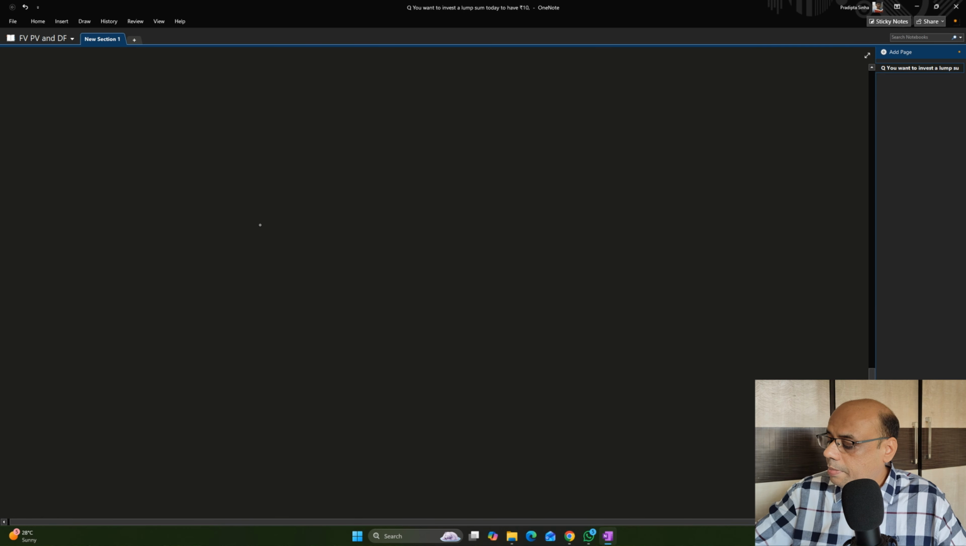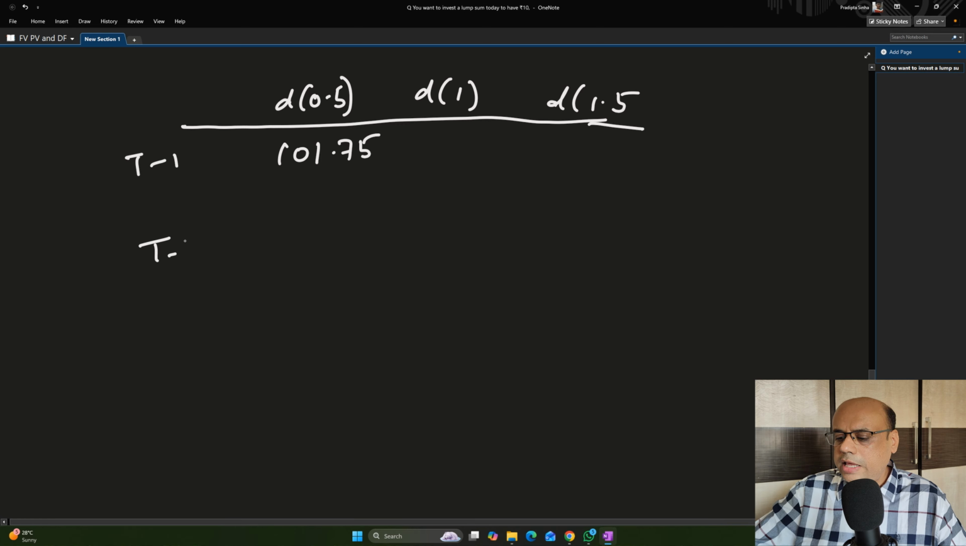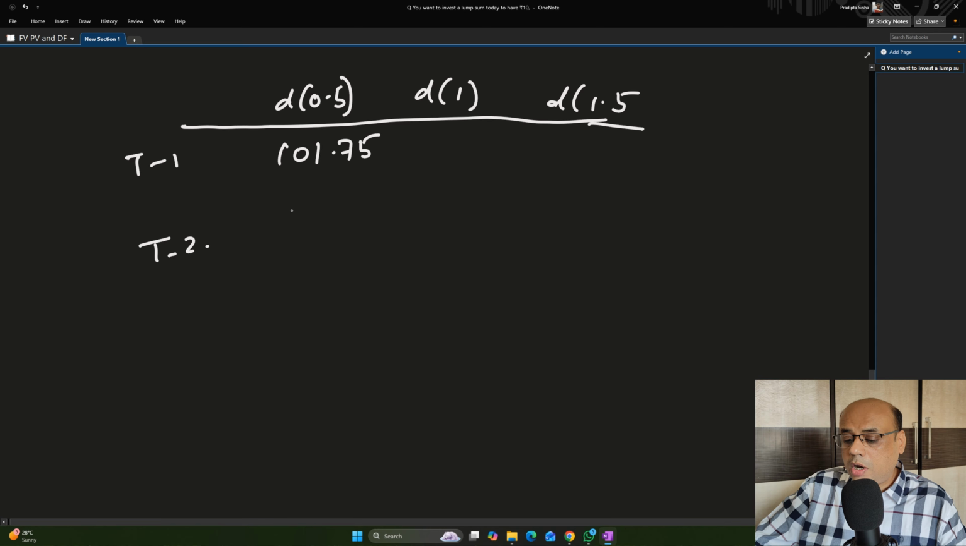We can make this table: D of 0.5, D of 1, and D of 1.5. So here we had received 101.75. This was for tranche 1. For tranche 2, again, what was the interest rate? 4%. So every 6 months it would be how much? 2. And it will be maturing on 31st December 2017.